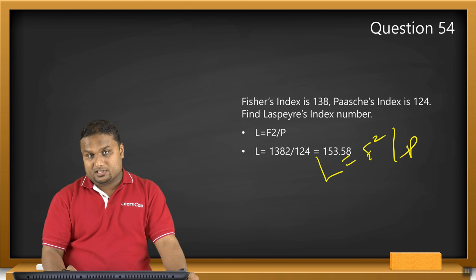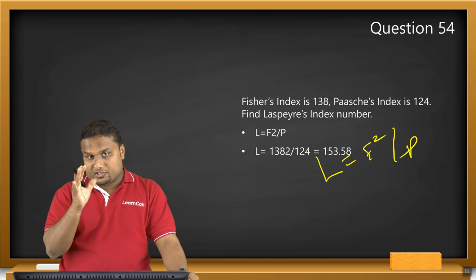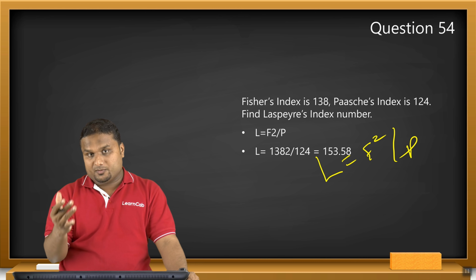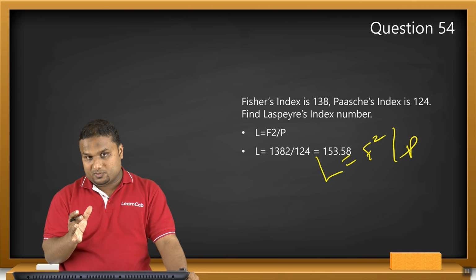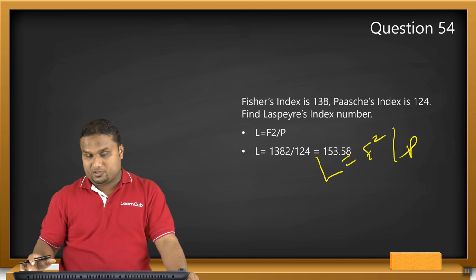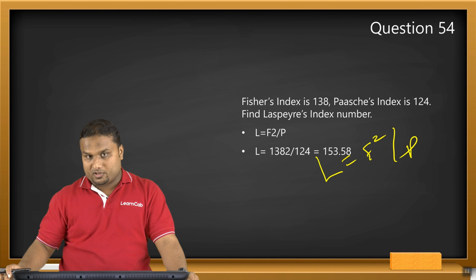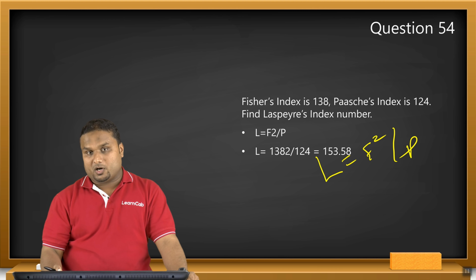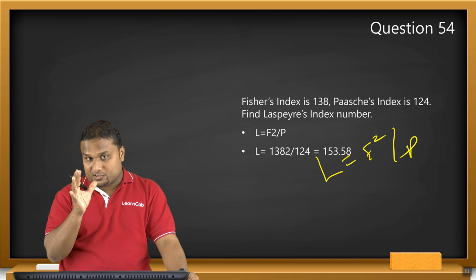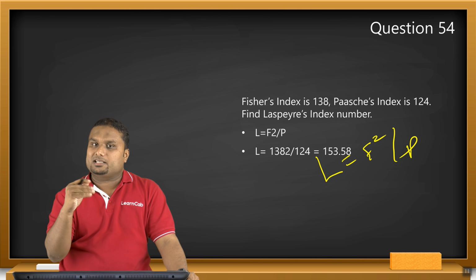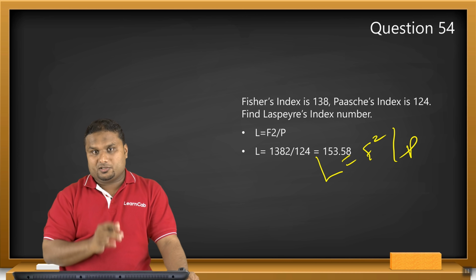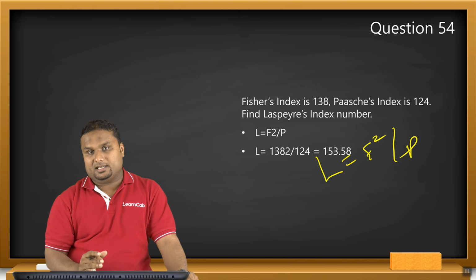Now you got the value of Laspeyres, and the value of Paasche's is already there in the question, 124. They can ask the question in another way. Fisher's index number is 138, Paasche's index number is 124, find Bowley. Bowley's index number is the simple arithmetic mean of Laspeyres and Paasche's. Laspeyres plus Paasche's divided by 2, that is 153.58 plus 124 divided by 2. So Bowley's index number is 138.79. Please remember that Bowley's index number will be slightly higher than Fisher's, because Bowley is arithmetic mean and Fisher is geometric mean. So arithmetic mean will always be a little bit higher than geometric mean.